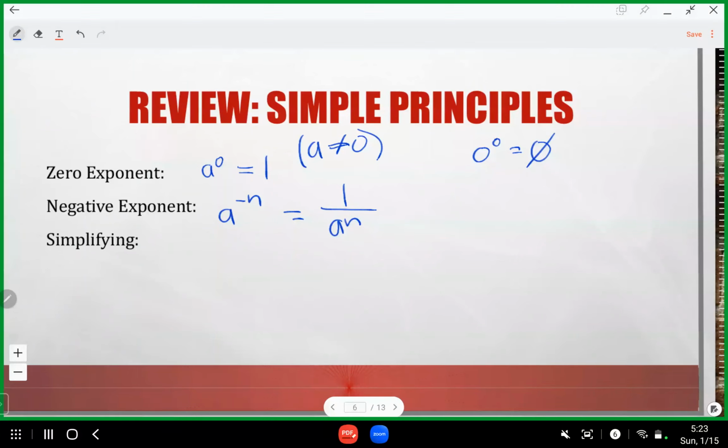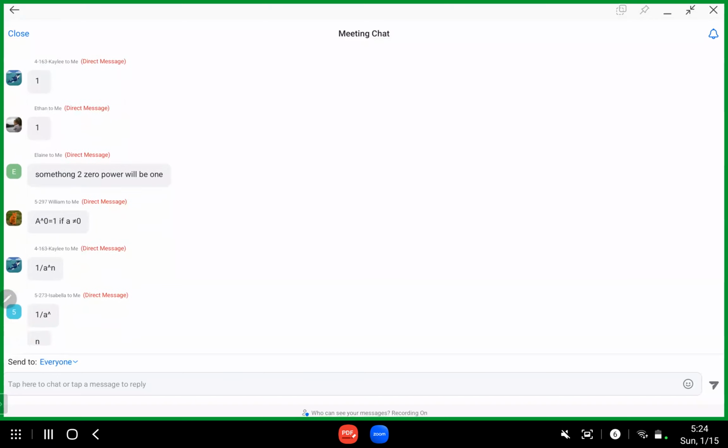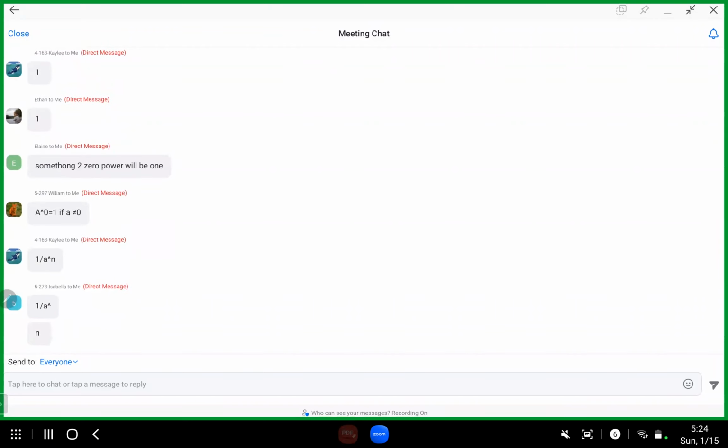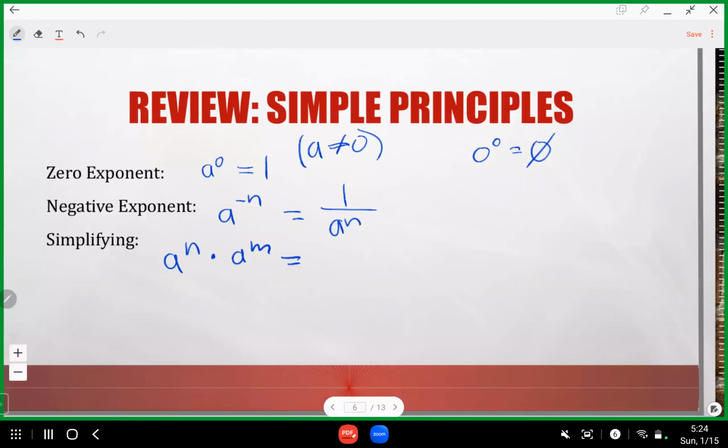Okay, and simplifying, what you need to do is, what happens when you have a to the n times a to the m? How do you combine those two exponents? When they are multiplied together, how do you combine them? All right, they have the same base. So therefore, we can combine them like a to the m plus n, right?